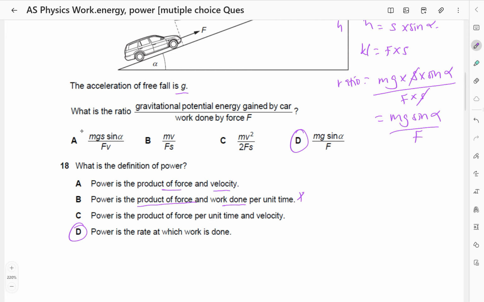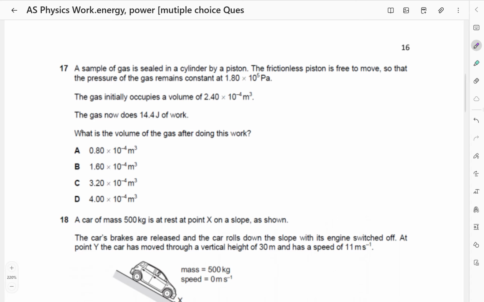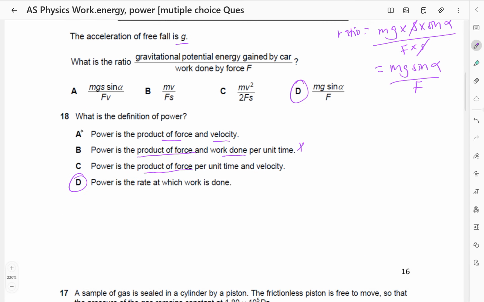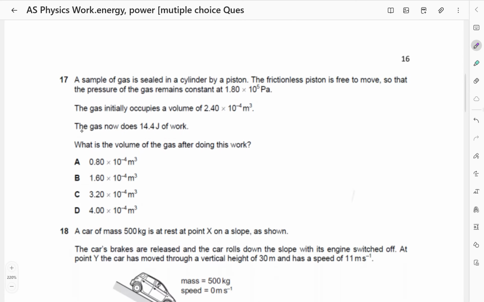Product of force and velocity. That's not a definition of power, but we can also find power from force times velocity. But that's not the definition of power. Power is the rate at which work is done. I'm repeating, we can get power from force times velocity, but the question is asking for the definition. So the definition is the rate at which work is done.